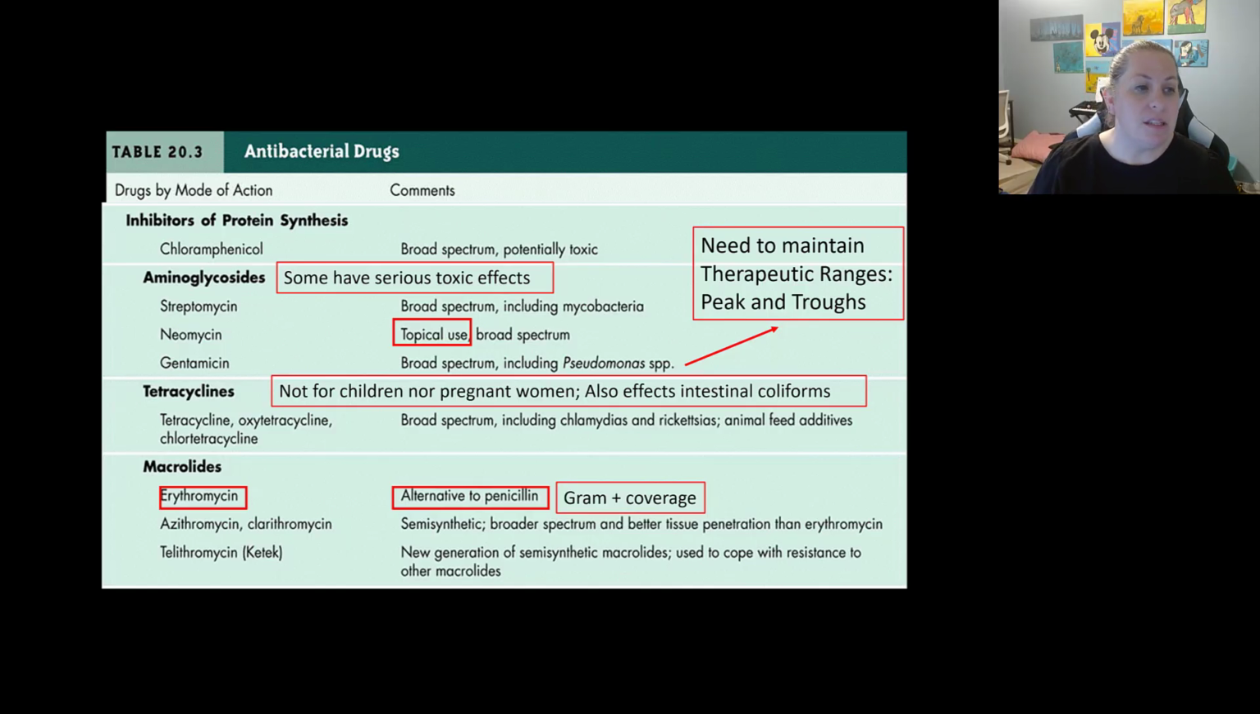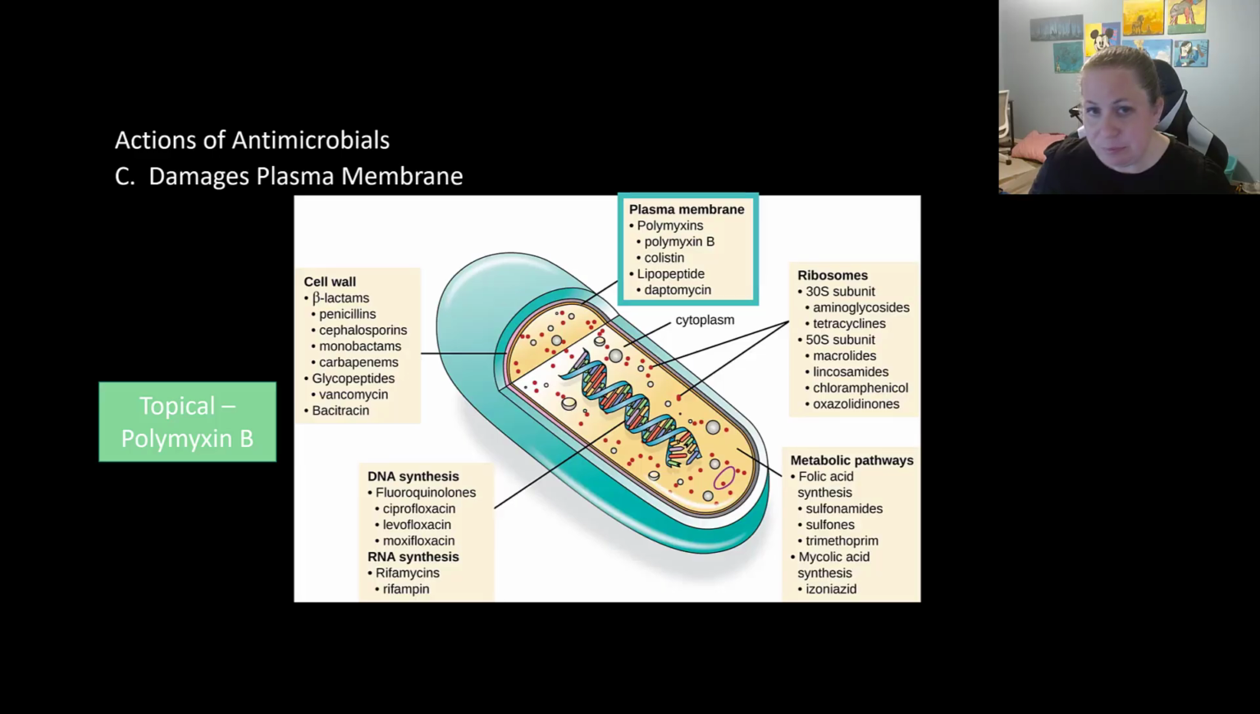We also see the macrolides are on here, and the main one is erythromycin. Erythromycin is an alternative to penicillin because some people are allergic to penicillin. And so this one is different enough that they are able to potentially take it. It does have really good gram-positive coverage, but it doesn't have a lot of gram-negative coverage. All right, and so this is just some of the groups that we see for the protein synthesis, where they inhibit protein synthesis.